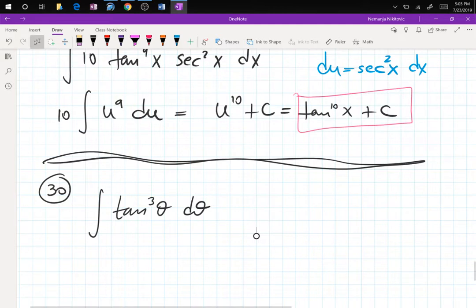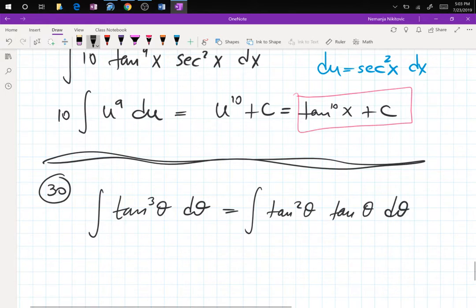So great. We are going to peel off one tangent. So I have tangent squared theta times tangent theta d theta. So this is what I have. And then we are going to transfer this one into secant squared theta minus 1. And then we will have 2 integrals to worry about.